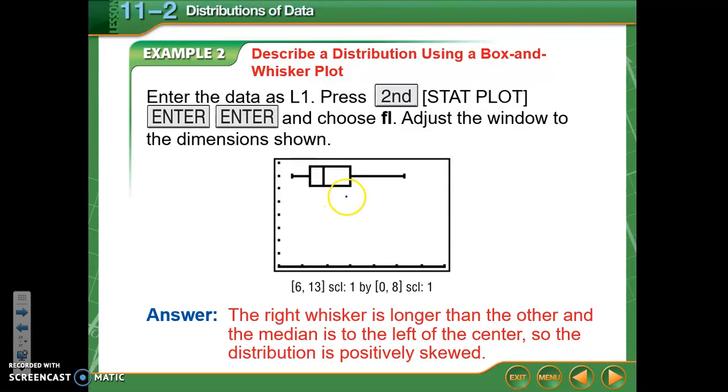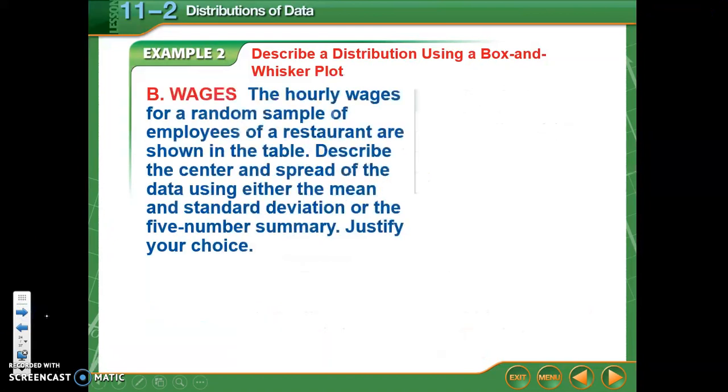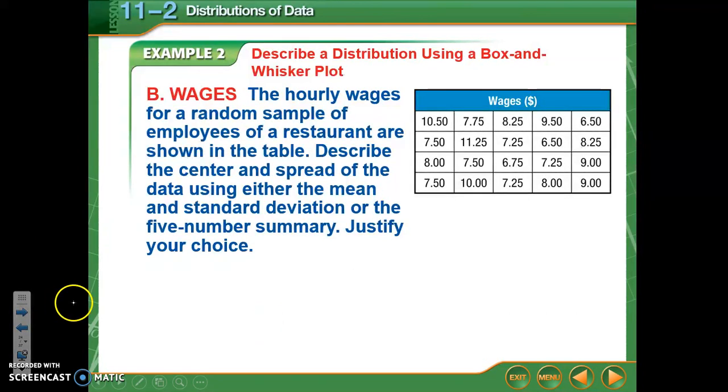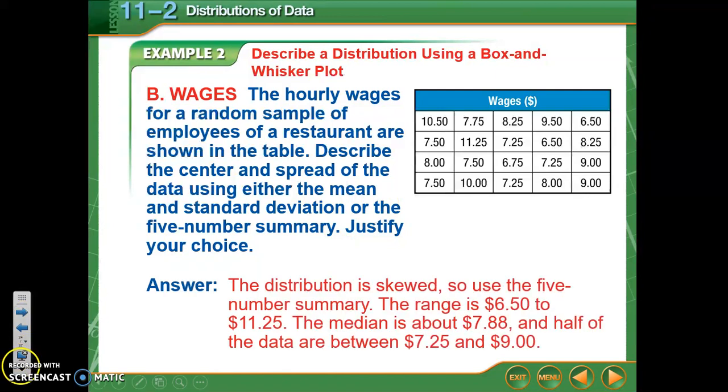So if you compare it to the chart in your notes, this is a positively skewed box and whisker plot, because remember 1/4 of the data is in each section, but here my data to the right are stretched out. The right-hand whisker is longer, and the median is close to the shorter whisker, so this is a positively skewed distribution. Part B is asking us to describe, again, the center and the spread. So I need to decide if I'm going to use the mean and the standard deviation or a 5-number summary. Since this is a skewed distribution, I'm going to use the 5-number summary.